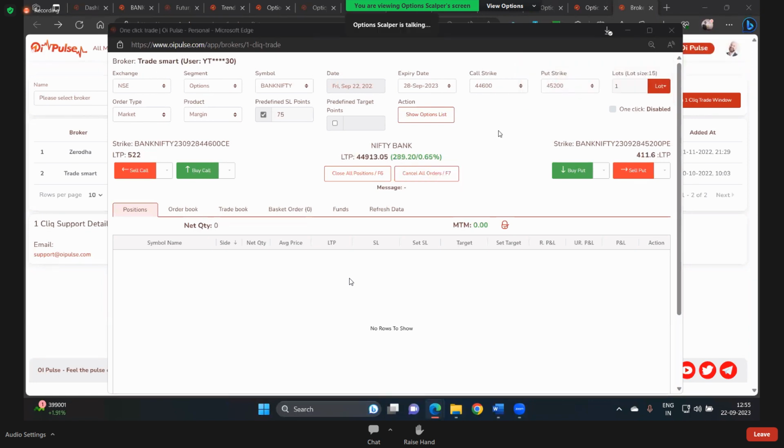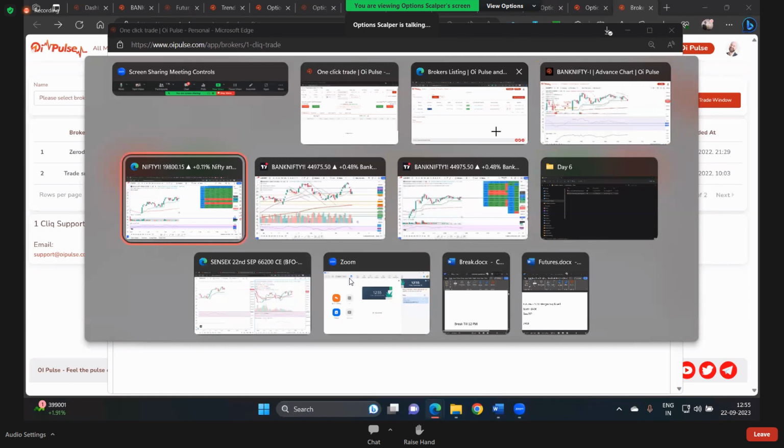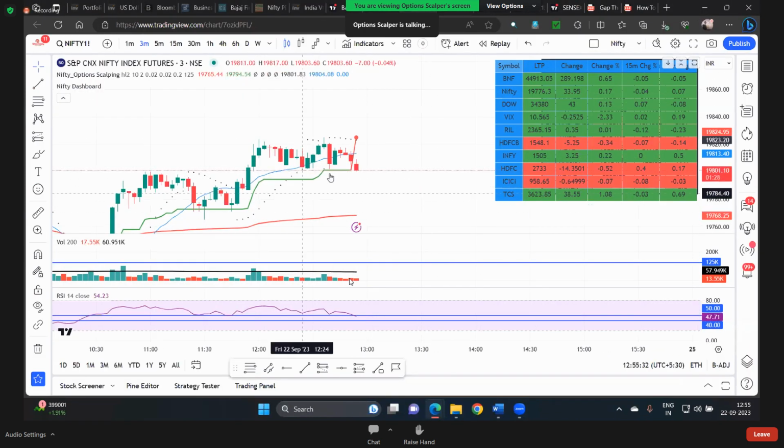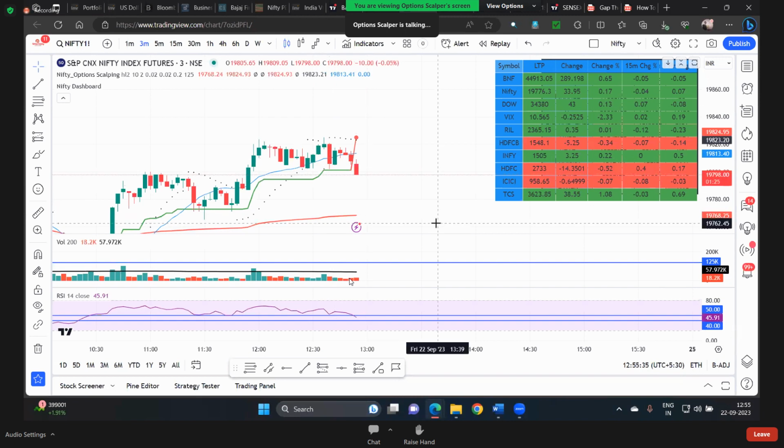I think the market is starting to falter again. Let's see what is happening with the Dow. They have taken multiple supports here, and now they are breaking the super trend. They are heading all the way down to the VWAP. Please be careful. Don't be in a hurry to average your position. Wait till the VWAP level.